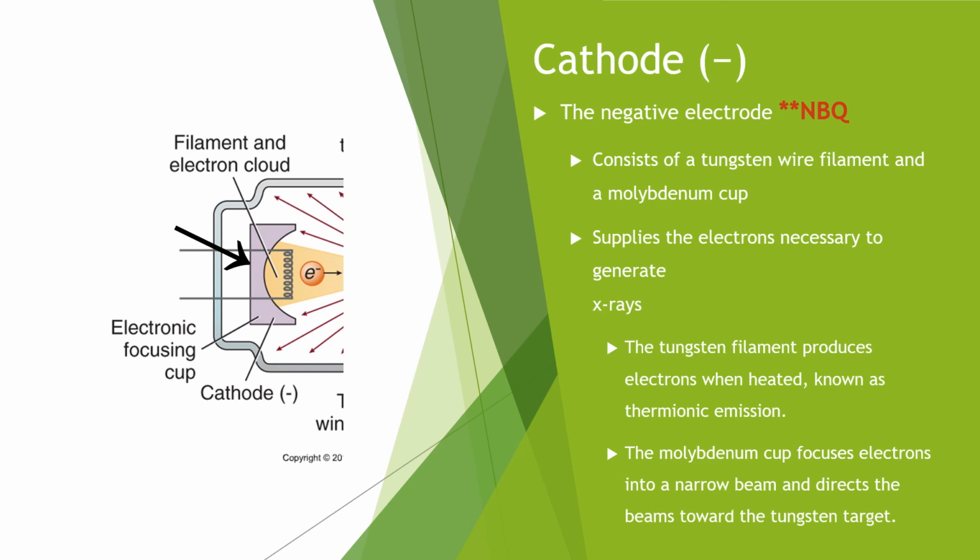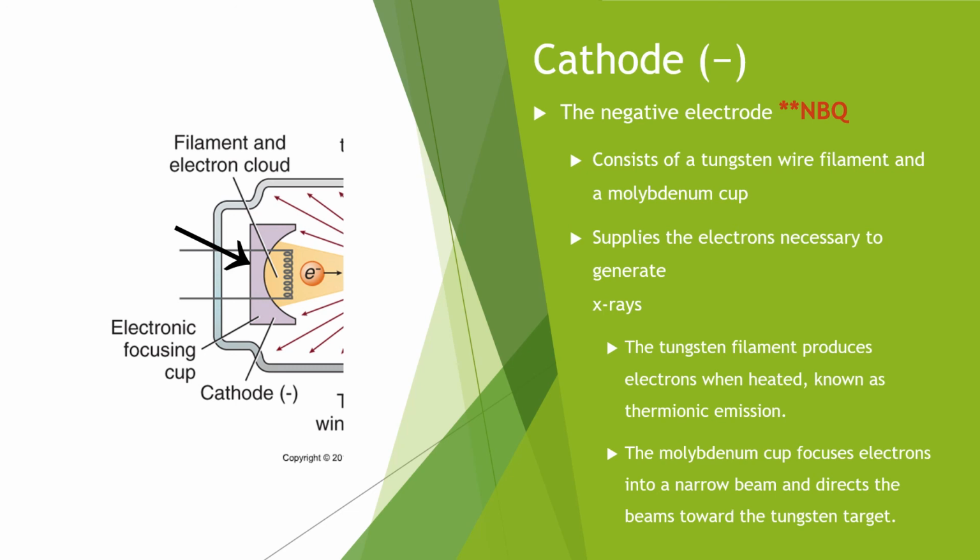Now, the hotter that we make that tungsten filament, the more heat that we produce, the more electrons that are produced, and the more X-rays that are produced. The tungsten filament produces those electrons when heated, which is also known as thermionic emission. And we already talked about it before, that the insulating oil inside the tube head is what's going to absorb that thermionic emission heat.